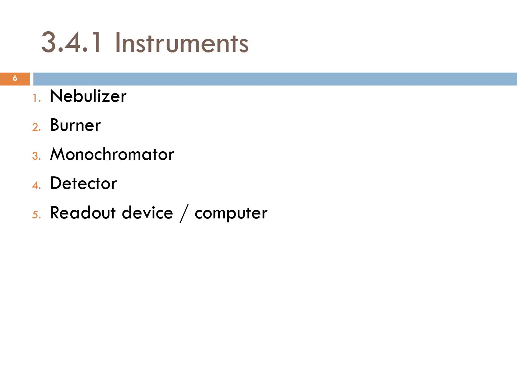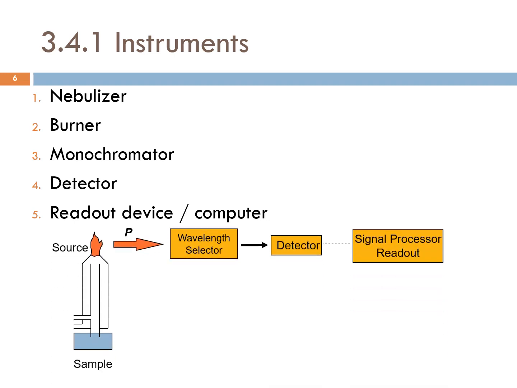These are the components inside the AES instrument. So macam biasa ada nebulizer, ada burner. So the sample is aspirated through the capillary and creates an aerosol, akan bercampur dengan oxygen and fuel and akan be introduced into the flame.